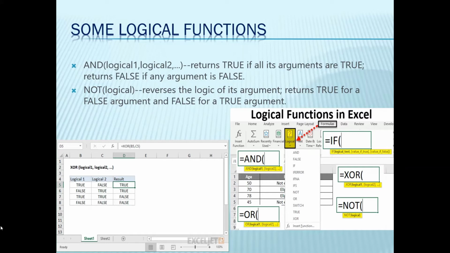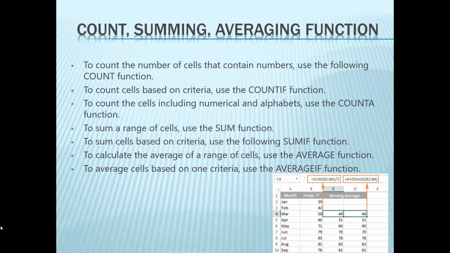Second is the NOT function. It reverses the logic of the argument and returns true for a false argument and false for a true argument. So if it is 0 or false, the value will be reversed, and the NOT logical function will give the value as true, and if the argument is true, then it will return false. Some other logical functions are IF and XOR, that we'll be learning in our future course.